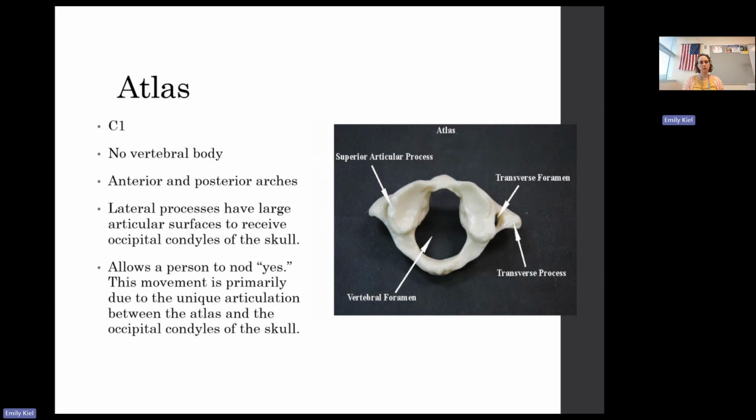So again, our atlas, no vertebral body. We've got anterior and posterior arches. We've got lateral processes with these huge articular surfaces. And this is what's going to allow us to nod yes. So the atlas is for yes, and it's the only articulation. It's really unique between the atlas and the occipital condyles. Notice again, we still have the transverse foramen, so that should help you know this has to be somewhere in the cervical spine.